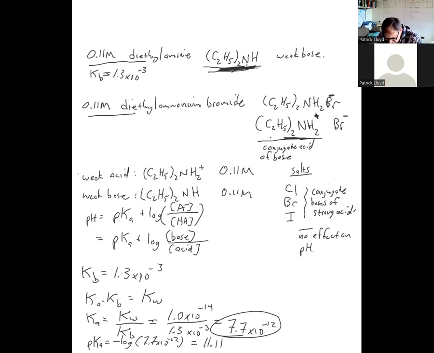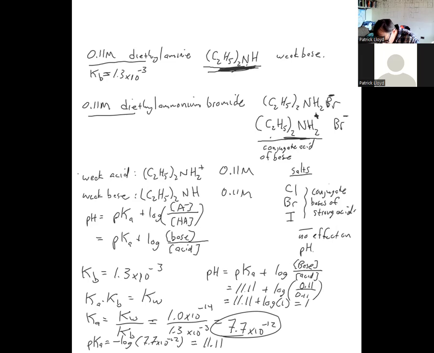So now we can use the Henderson-Hasselbalch equation. Try to memorize it. 11.11 plus the log. They're both 0.11. Okay, come on. Here's why that's cool. 0.11 over 0.11 is 1. The log of 1 is 0. So this is 11.11 plus the log of 1, which is just 11.11 plus 0. You can try that with your calculator, log of 1. So it's just 11.11. And there's our answer. Okay, a relatively simple calculation.